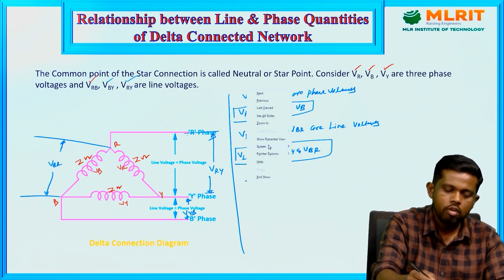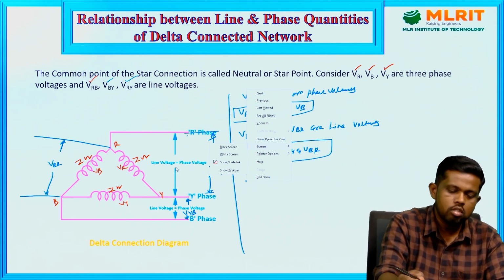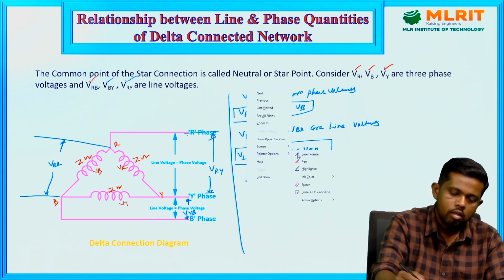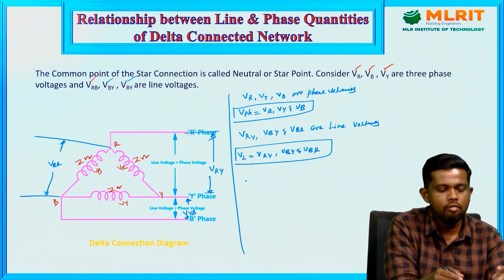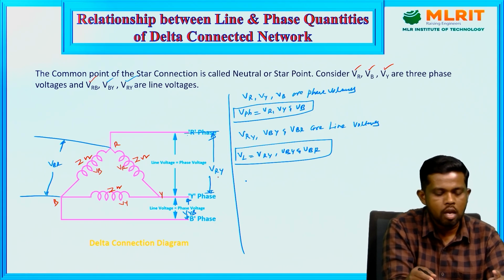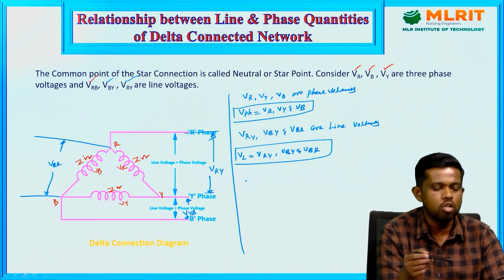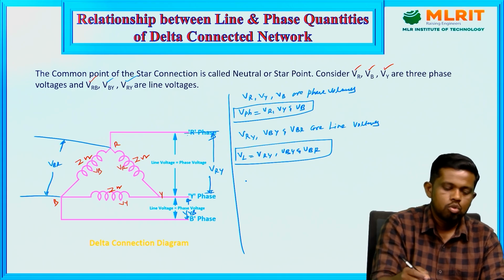Here we need to observe this point carefully. Whatever the phase voltage given by each phase, the same amount of voltage appears across each line to line. I mean to say, VR is the same as VRY, VY is the same as VYB, and VB is the same as VBR, because there is no potential drop. That's why the same amount of voltage appears across each and every line, line to line.